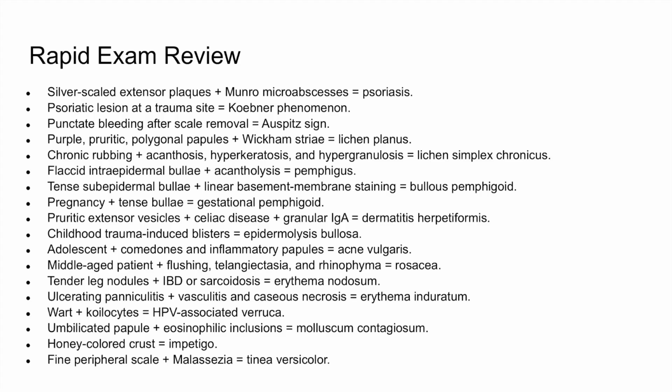Pemphigus produces flaccid intraepidermal bullae with acantholysis, whereas bullous pemphigoid produces tense subepidermal bullae with a linear basement membrane staining. Dermatitis herpetiformis combines pruritic extensor vesicles, celiac disease, and granular IgA. Acne features comedones in adolescence, while rosacea produces flushing and telangiectasias later in life.